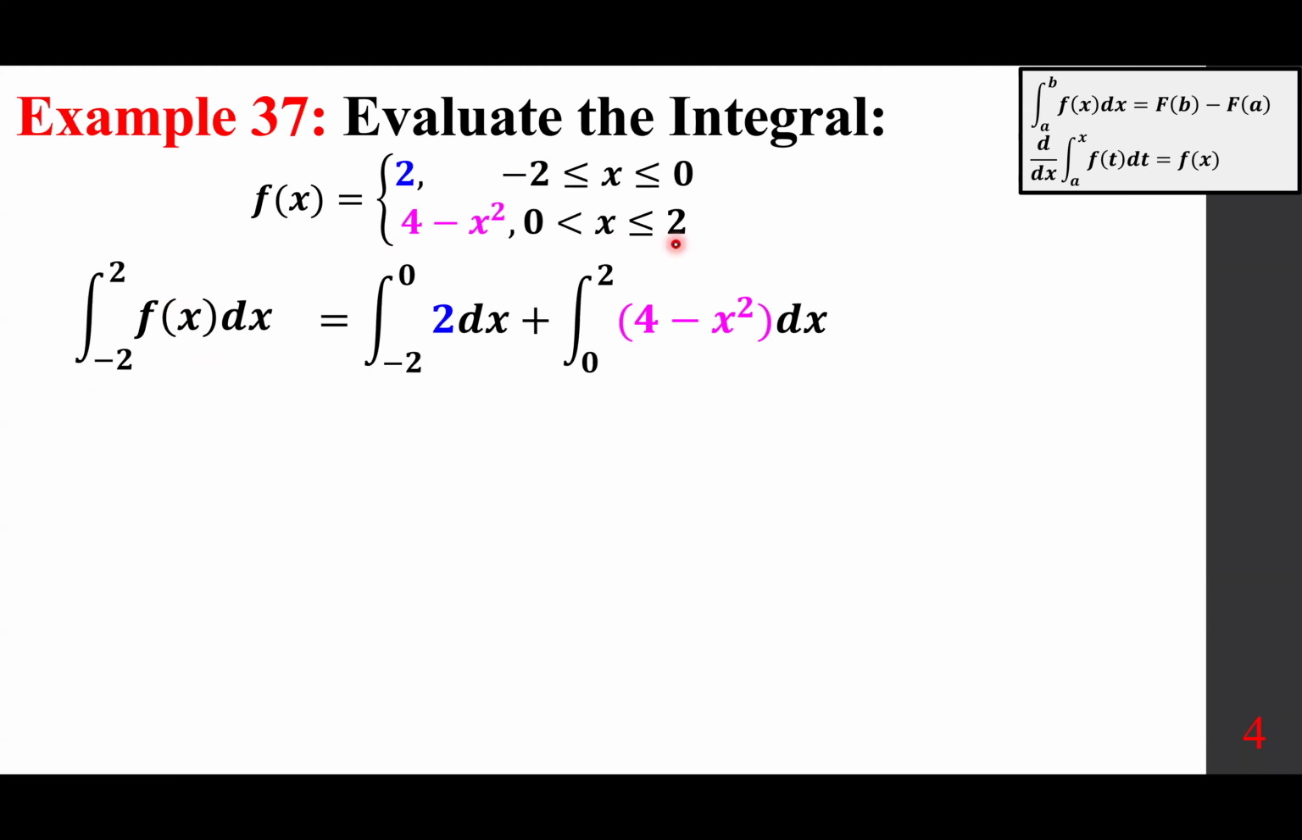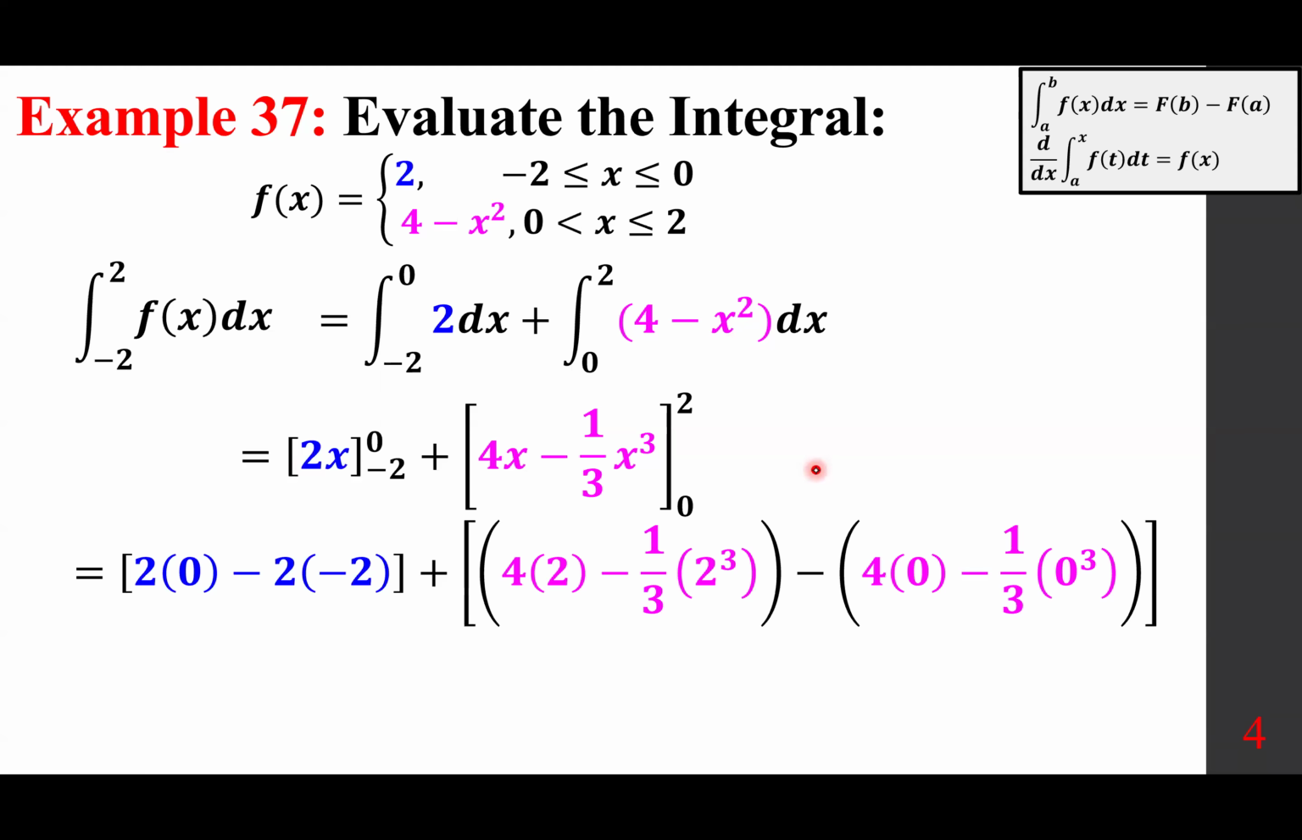So having said that, obviously, this is 2x from -2 to 0. This is 4x minus 1/3 x cubed from 0 to 2, and we're done. This is the only calculus step. We plug in, we evaluate it, and we get 12 minus 8/3, which is 28. I'm assuming the part that is elementary algebra or basic math, nobody has any problem.